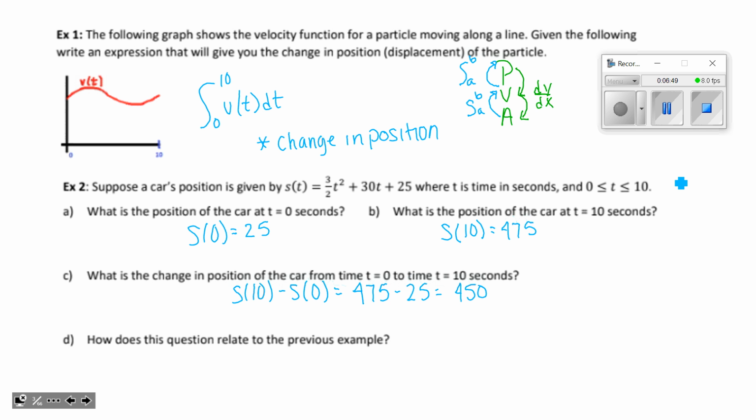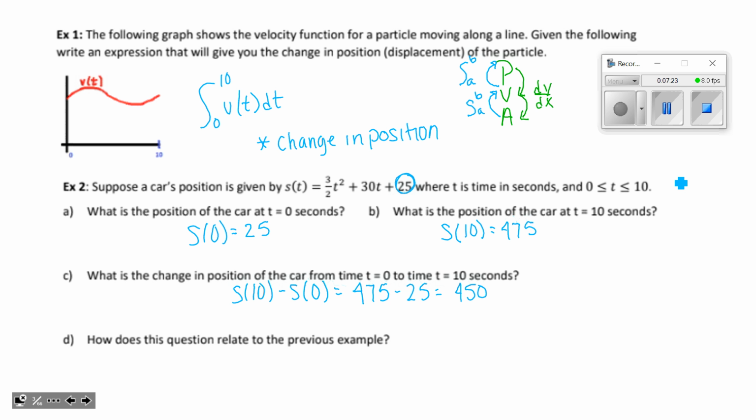Okay, so hopefully you put them in your calculator, and at 0, I'm starting at 25. We should be able to look at this equation and just see that when I plug in 0 for t, I get 25. Plugging in 10 hopefully wasn't too awful. So plugging in 10, we get 475. Question C says, what's the change in position? So for change in position, you're literally just subtracting them. That's nothing new that we're learning. So this car has changed by 450 units in position.